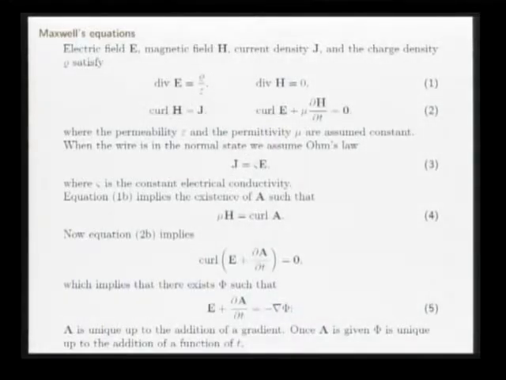A here is only defined up to the addition of a gradient, because if I add a gradient to A, I don't change what its curl is. And once A is given, phi is only defined up to a function of t, because if I add a function of time to phi, I don't change what its gradient is. So neither of these is unique. It's called a gauge. You can choose the gauge of A, which means choosing what these functions are that you add on, which are a gradient in the case of A and a function of time in the case of phi. So that's a quick refresher on Maxwell's equations, magnetic vector potentials and scalar or electric potentials.